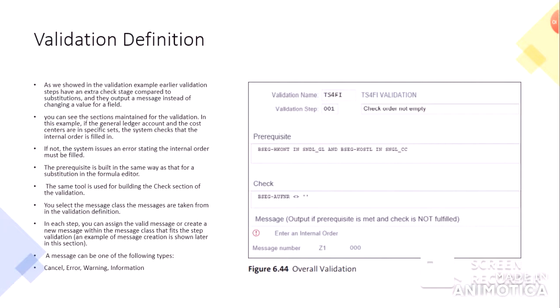A message can be one of the following types: cancel, error, warning and information messages. So what is the check here? Is not equal to space, then it is okay. If it is equal to space, then it throws an error message.